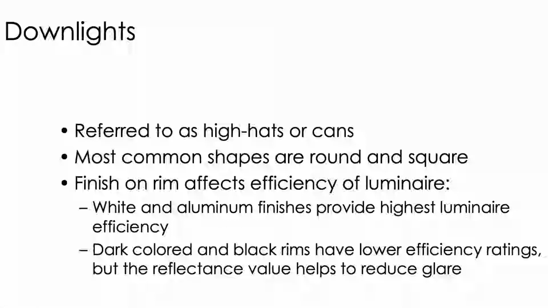Now, downlights are ones that we use all the time in our renderings and in our designs. And sometimes they're referred to as hi-hats or cans. There's a lot of different ways people refer to them. They are most typically round or square, but you can customize those. It basically is a hole in the ceiling, so it's whatever you want. And the finish on the rim can affect the efficiency of the luminaire. We can get, for example, interior rims around the reflector that are much darker. That can often reduce the brightness at the fixture if it's a deep enough fixture.